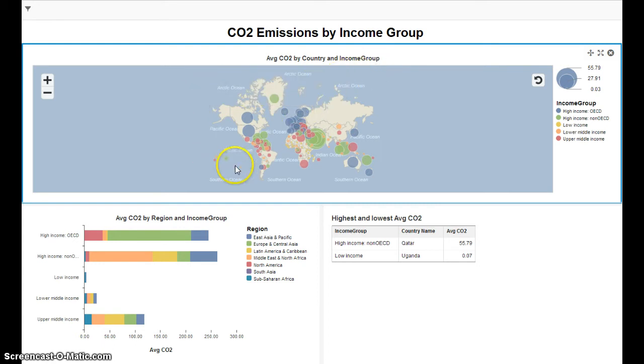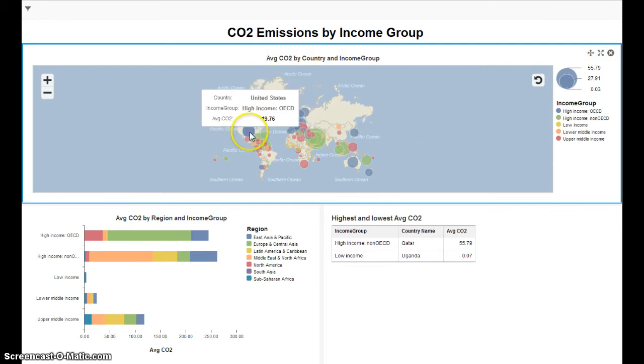On the right-hand side of this graph, we have a legend depicting the size and colors of the circles. The size of the circles represents the average amount of CO2 emissions produced by that country, whereas the colors show the income group from which that country comes. When you move the cursor over a circle, the income group and average CO2 of that country is displayed.